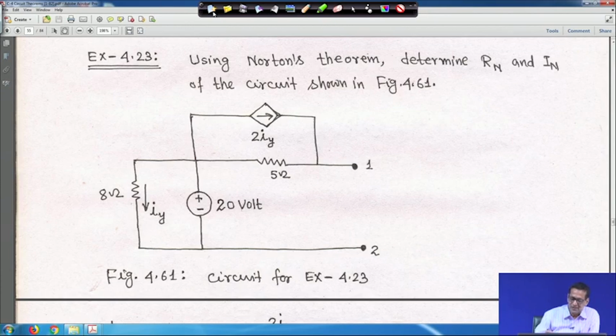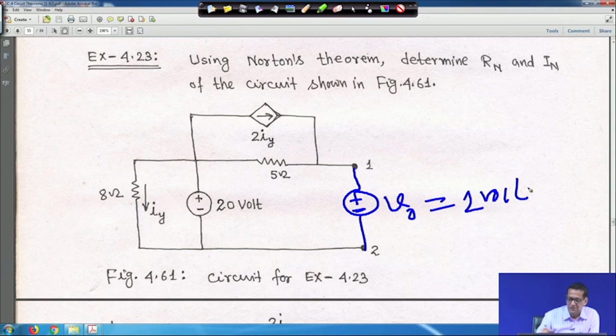For example, suppose we want to find R Norton, that is R Thevenin, on this circuit. A dependent source is there. So, we can connect a voltage source, plus minus, say V_0 equal to 1 volt. And in that case you have to short this, because dependent sources have to be turned off. In the case of a voltage source you have to short it.